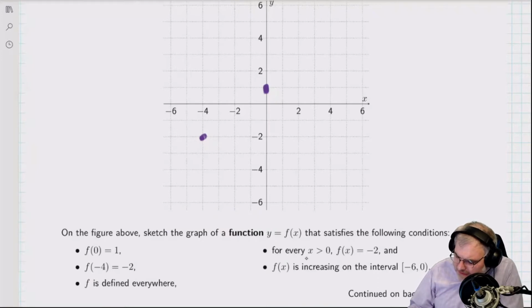And then this condition: for every x greater than 0, f of x equals negative 2. So what is f of 1? Well, 1 is greater than 0. Therefore, f of 1 is... I'm sorry, not 1, negative 2. F of 2 is negative 2. F of pi is negative 2. Anything greater than 0, so f of 0.00001 is negative 2.